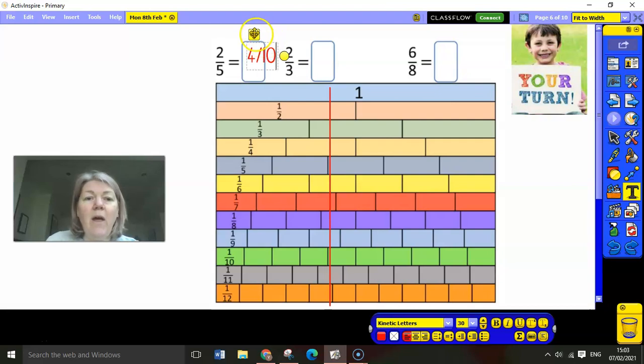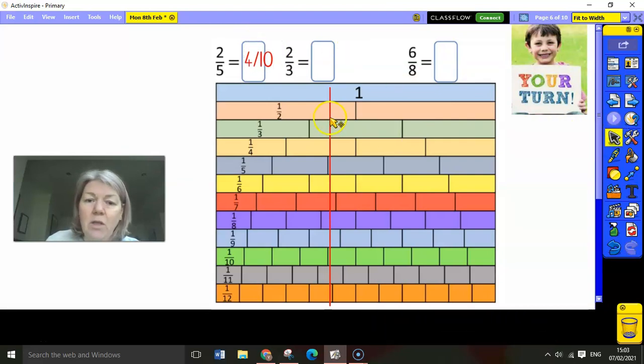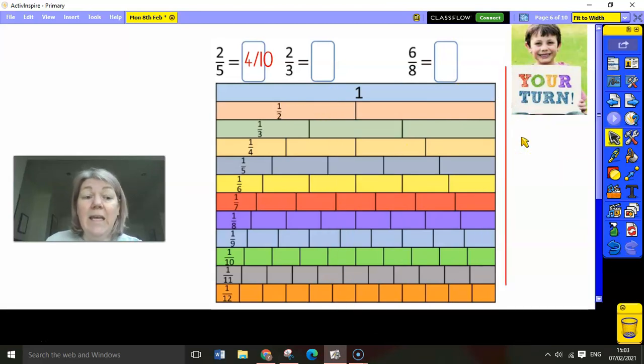So there are a couple of others for you to have a go at, just to get yourself used to using your fraction wall, either with your ruler or your straight edge, or the interactive one.